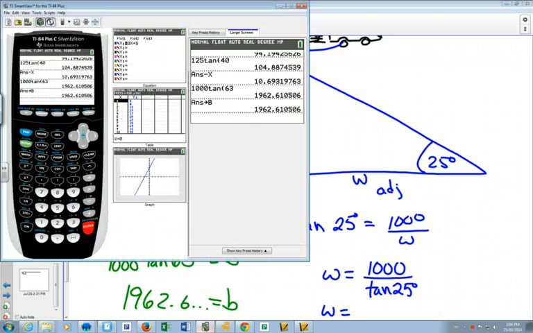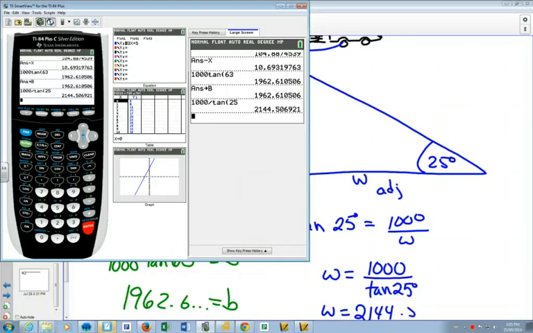Again, we can go to our calculator. 1,000 divided by tan of 25. I got 2,144.5. Make sure your calculator's in degrees.